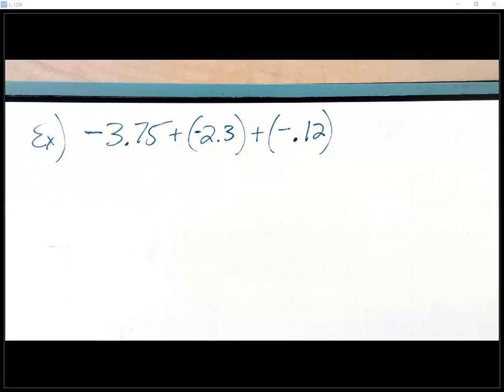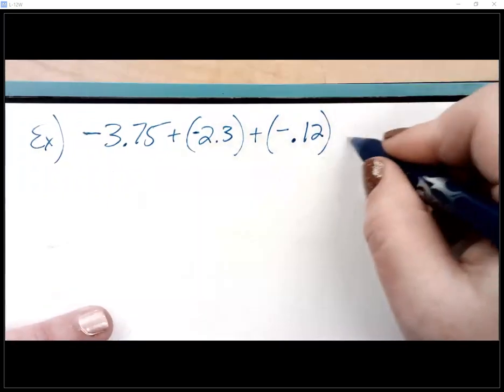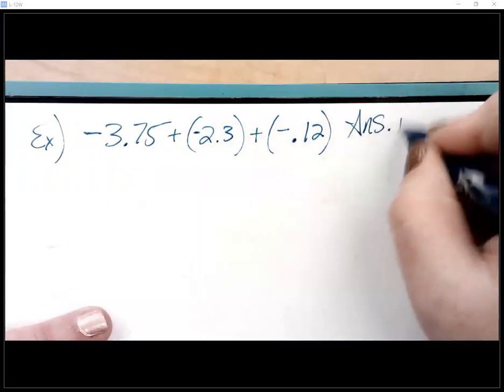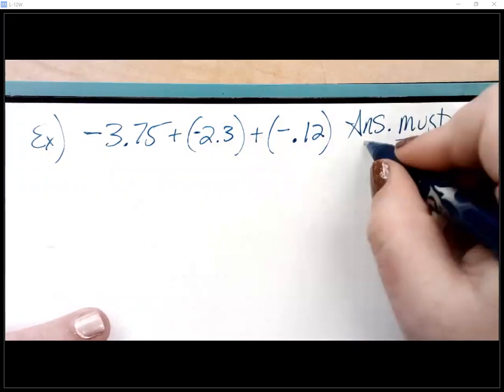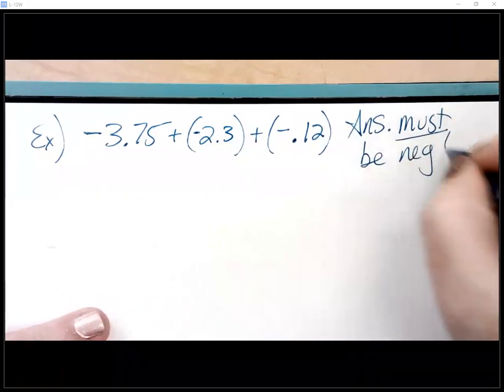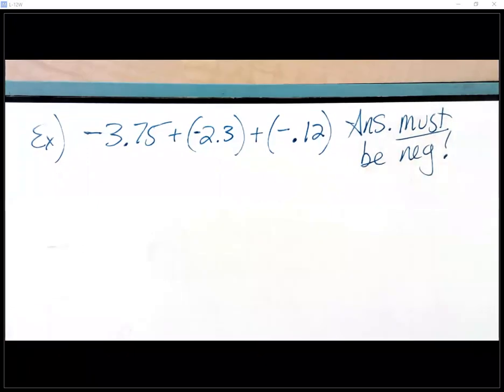Whether they're all positive or all negative, I operate the same way. I'm just going to add all 3 together and I just keep the sign that they already have. So my answer, I already know is going to be negative because all of my numbers are negative. Okay, so I'm just going to write that to remind myself, answer must be negative. So I'll come back and revisit that in a moment.